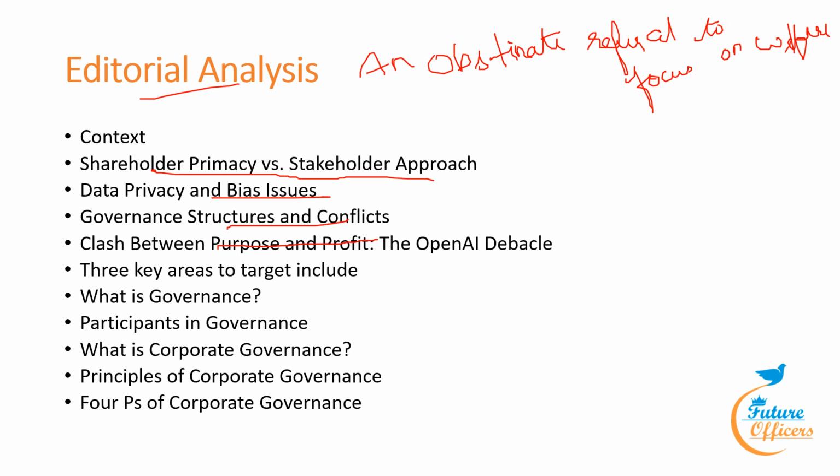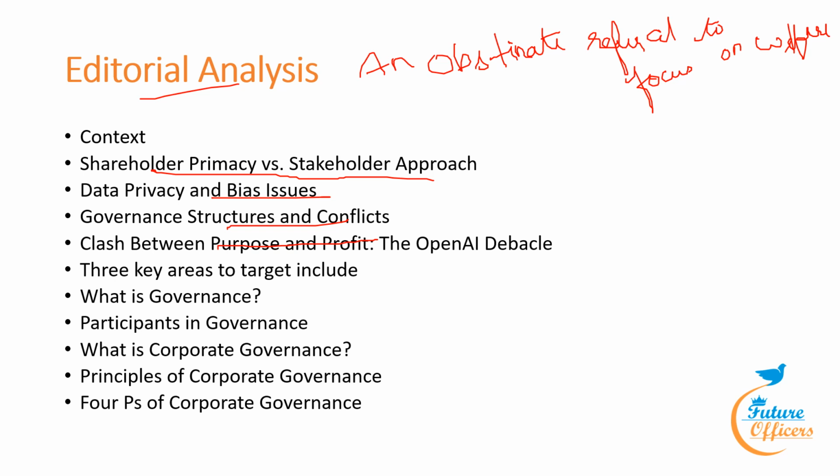Next, the clash between purpose and profit, the OpenAI debacle. Even companies with alternative governance models face challenges when balancing social purpose with profit making. For example, OpenAI experienced a governance crisis when its non-profit board fired CEO Sam Altman over concerns of rapid AI commercialization compromising user safety. This move was opposed by Microsoft and most employees, leading to Altman's reinstatement and the board's replacement. This incident has led to questions about the viability of public benefit corporations in the tech industry, where financial backing from stakeholders is crucial.